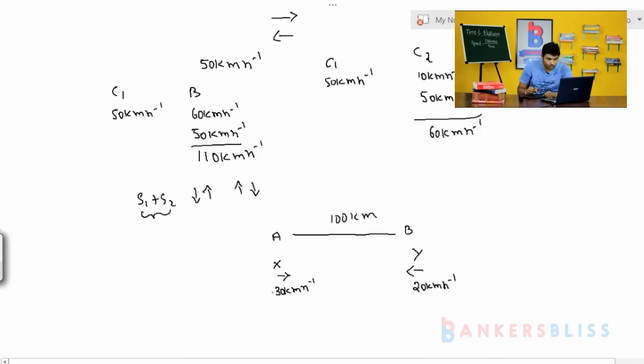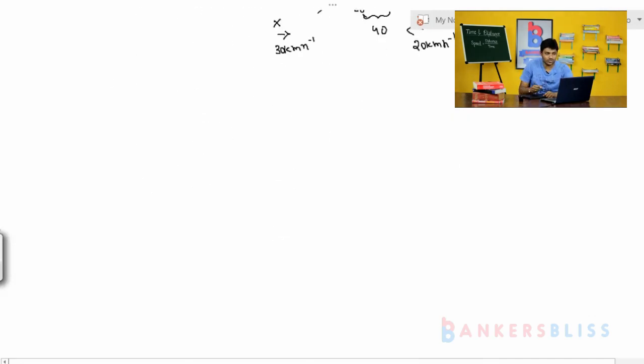See here, in 1 hour X is going to travel 30 kilometers, and in 1 hour Y is going to travel 20 kilometers. So, here 30 gone, here 20 gone. Next, in 1 hour X travels 30 kilometers, and Y travels 20 kilometers. So again 30 gone, 20 gone. Altogether how much gone? 60 and 40, so altogether 100.